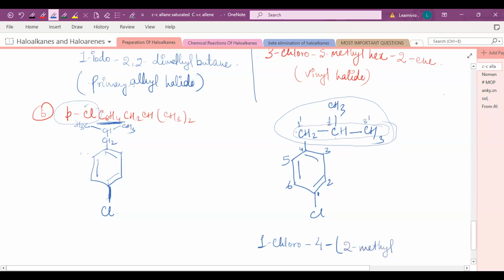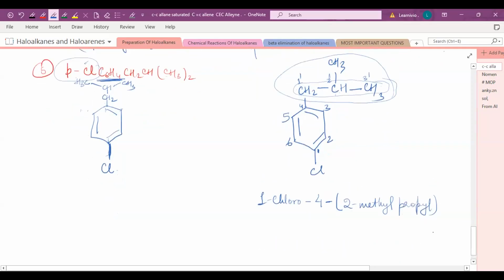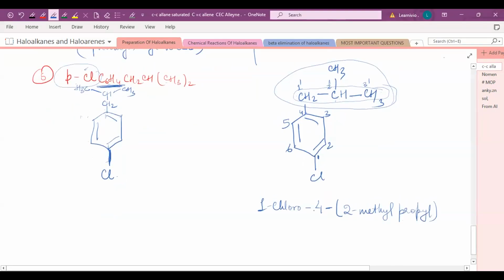2 methyl and 3. For 3 carbon chain, we named it as a propyl. Okay, propyl, because this whole group is acting like a substituent. That's why we will write propyl, not propane. Okay, in words we use propane in a parent chain. So 1 chloro 4 dash 2 comma 2 dash methyl propyl. So this whole group is known as your 2 methyl propyl.